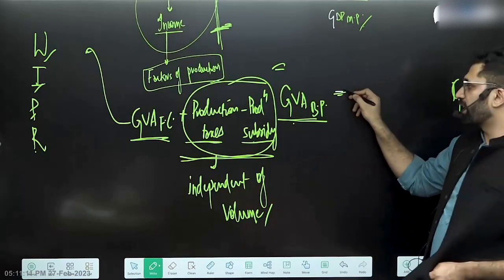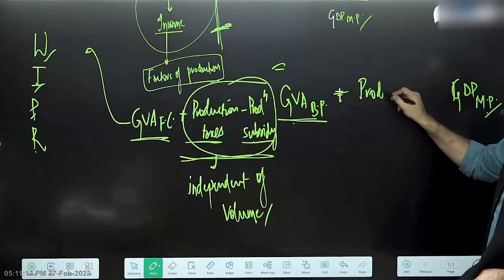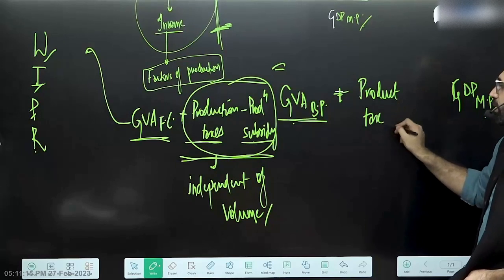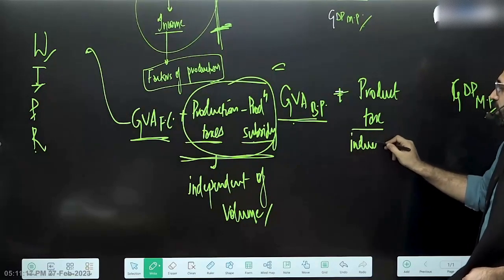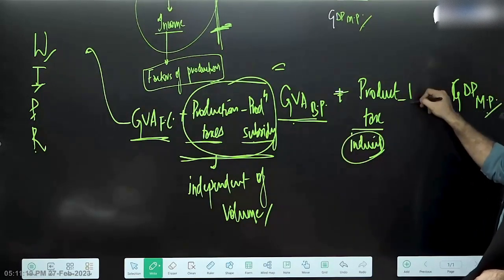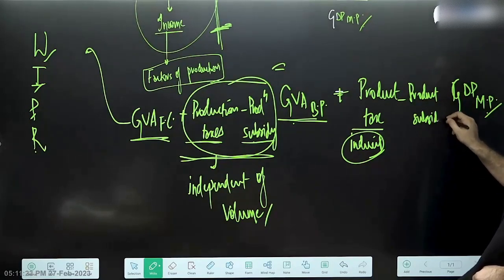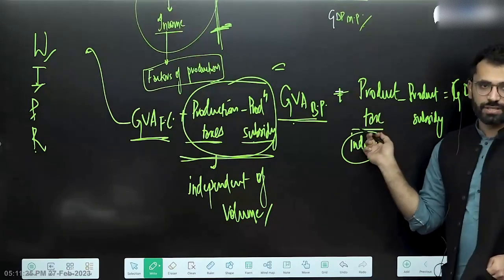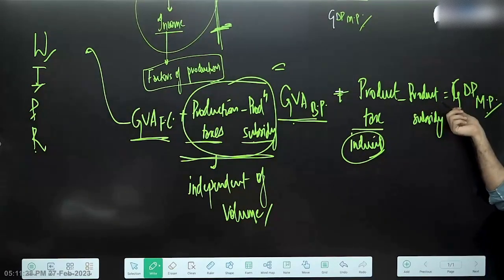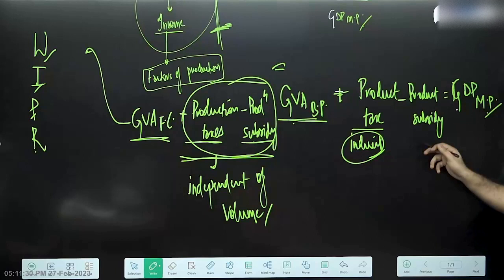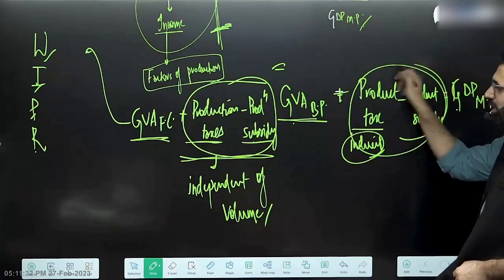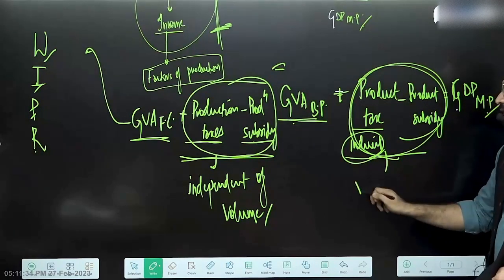One thing that is added here is the indirect tax, that is your product tax, and you might get a product subsidy. For example, the product will get a GST and the government might give a subsidy to buy the product. Both of the product taxes and product subsidies are volume dependent.